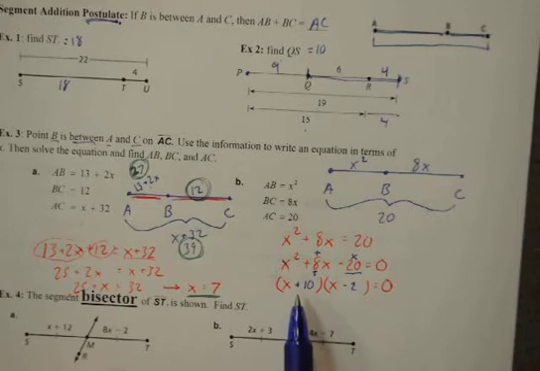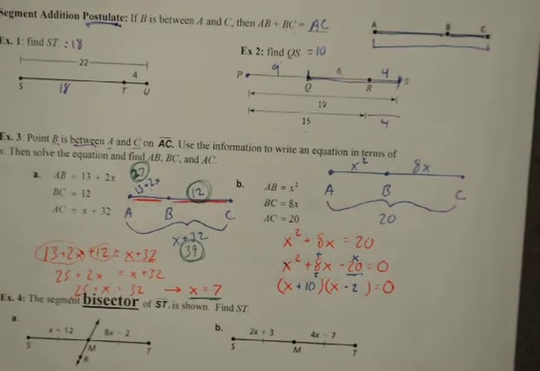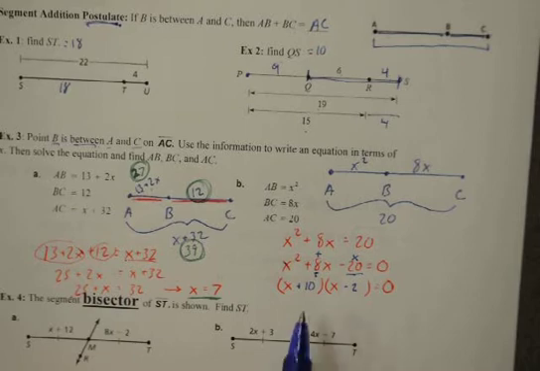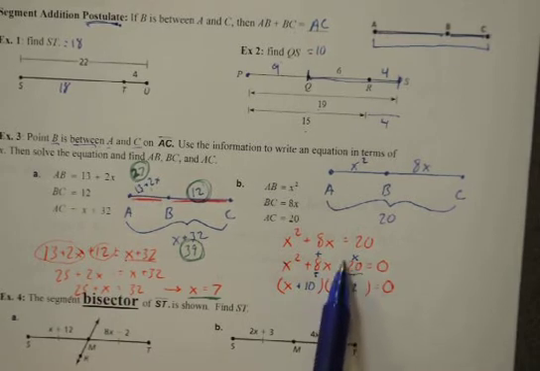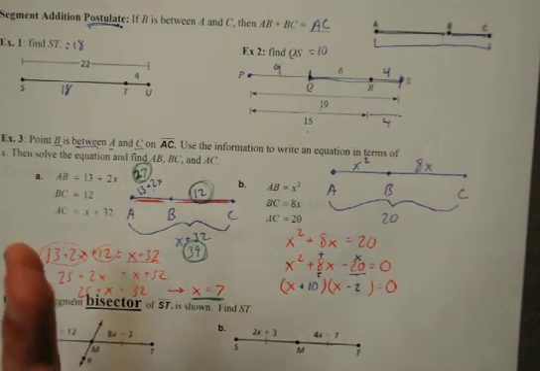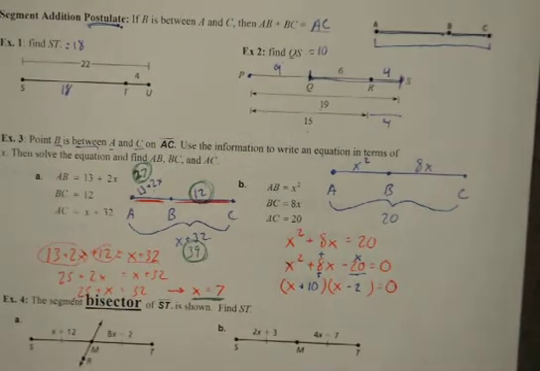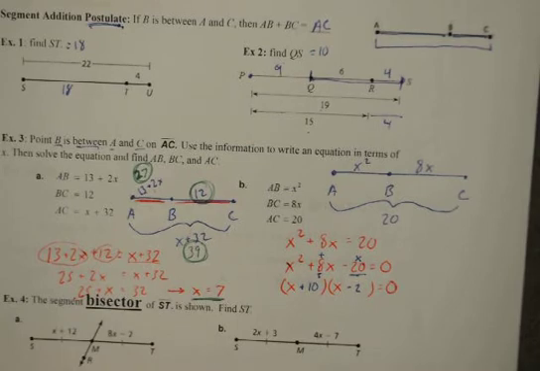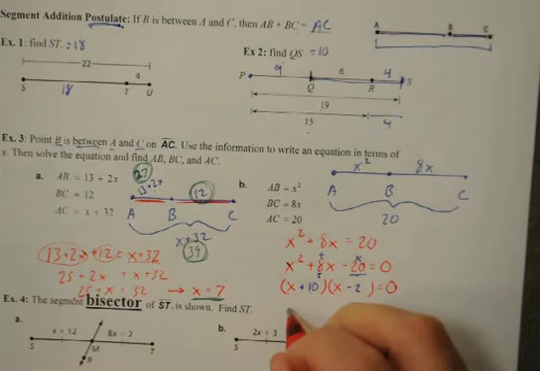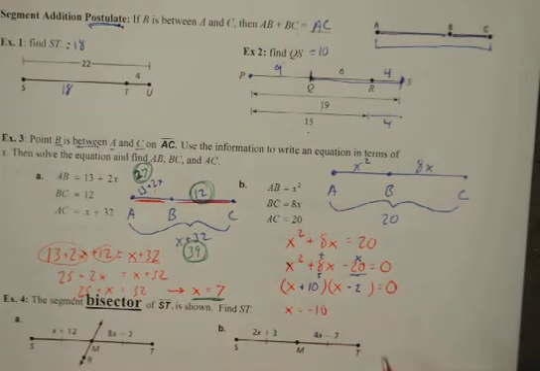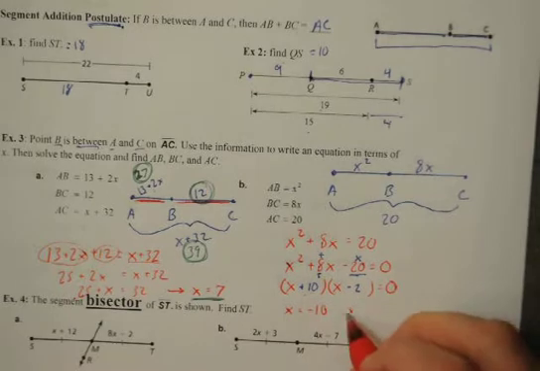What is 10 minus 2? 8. What is 10 times negative 2? Negative 20. Those are the numbers, but that's not the answer yet. Remember, we're trying to make this equal to 0. So does 10 plus 10 equal 0? No. Negative 10 plus 10 equals 0. So that's one answer. And the other answer is 2. 2 minus 2 is 0.